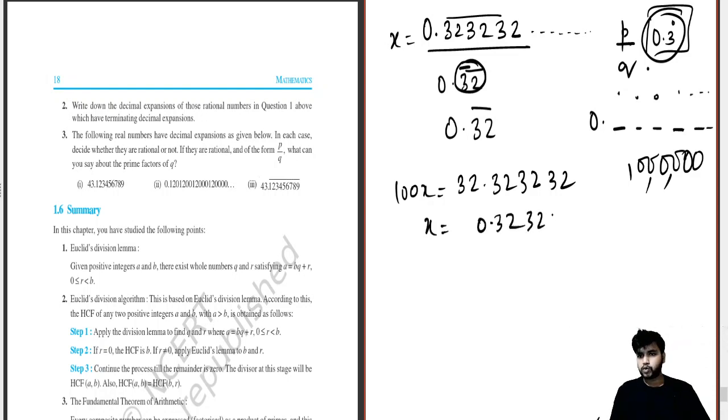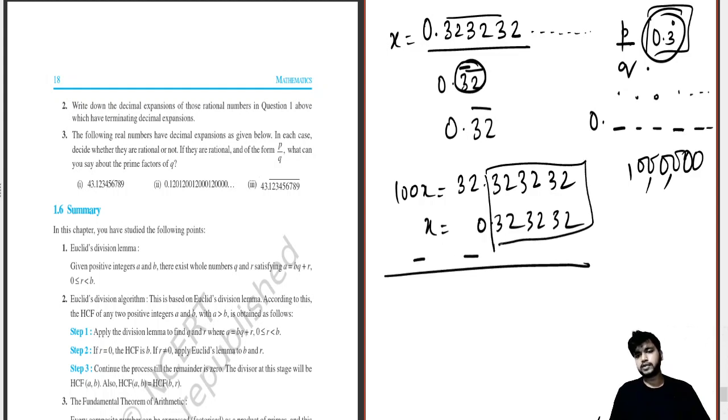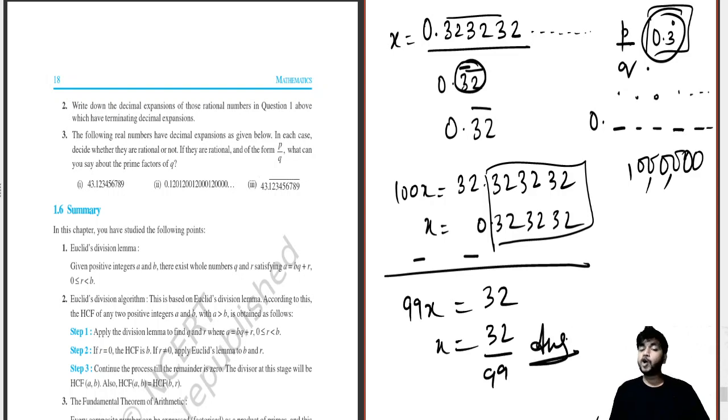0.3232. So, what is the agenda for solving this type of sum in this way? Because this whole part becomes the same. So, if I subtract it, this becomes 99x equals 32. So, x equals 32 by 99. This will be your fraction. Now, if you are eager to solve it, go for it.